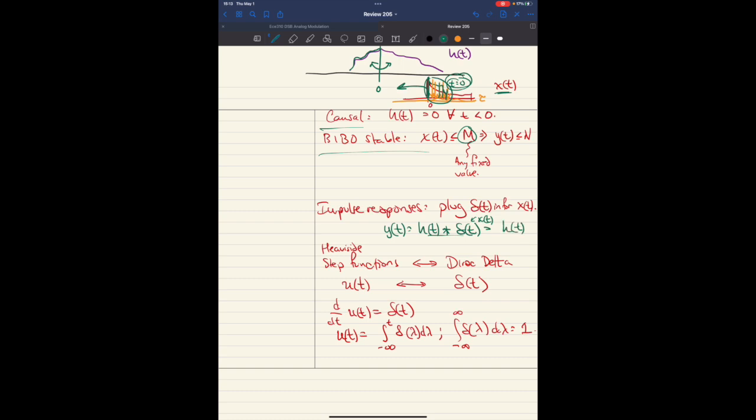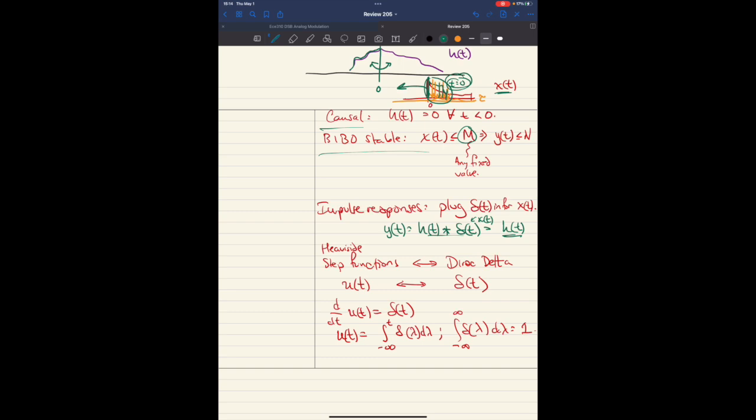And so in whatever differential equation or expression or however I've written my system, I can go around replacing y of t with h of t if I've plugged in the delta function for any value of x that I see running around. And then from there, you can just solve for h of t.